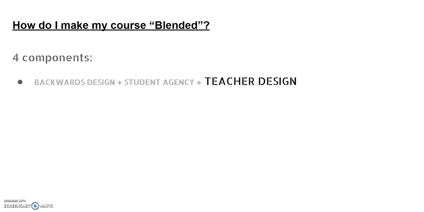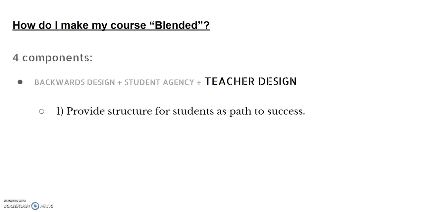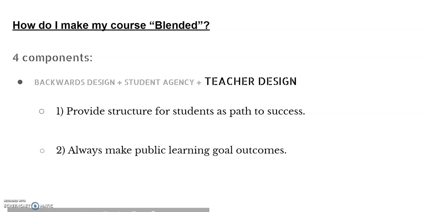The third component is teacher design. The teacher gets to choose when and what learning takes place directly with teacher and or peers. So in order to do this, the teacher must provide structure for students as a path to success. Turns out our LMS Canvas is a great way to provide that structure and give students a clear path to success with modules. Remember, always make learning public, the learning goal outcomes.